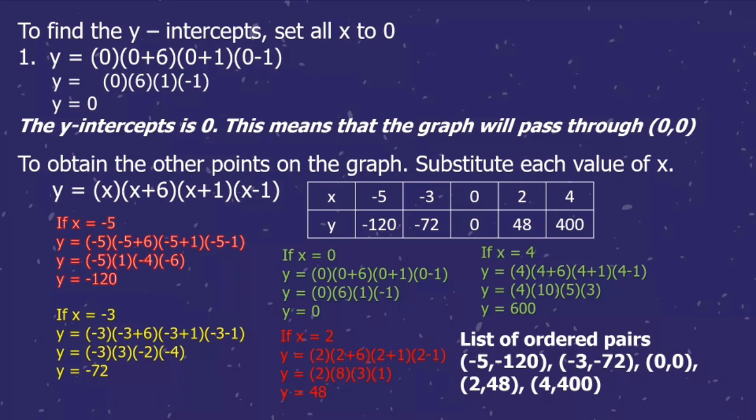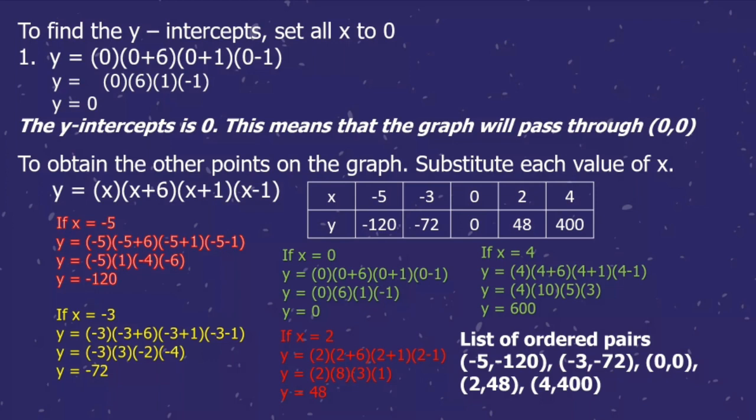To obtain the other points on the graph, we will substitute each value of x into the given polynomial function. So if x is equal to negative 5, y is equal to negative 5 times the quantity negative 5 plus 6 times the quantity negative 5 plus 1 times the quantity negative 5 minus 1, or negative 5 plus negative 1, which is negative 6. So the product of negative 5 times 1 times negative 4 times negative 6, the value of y is equal to negative 120. If x is negative 3, then y is equal to negative 72.